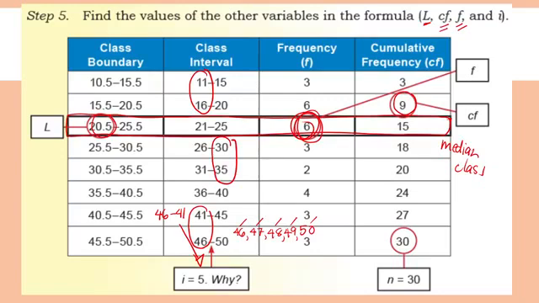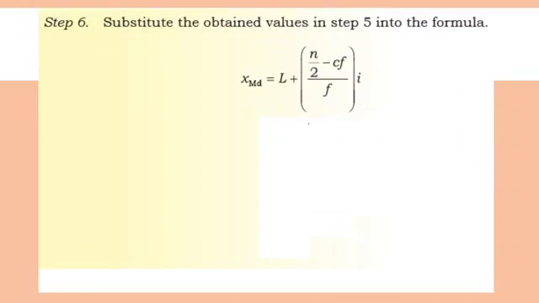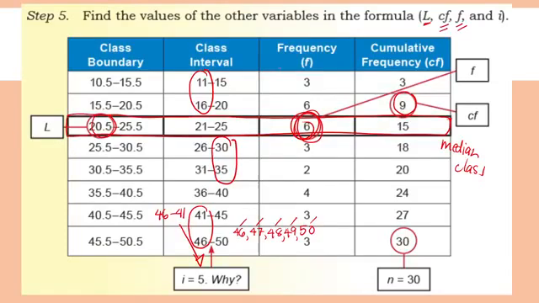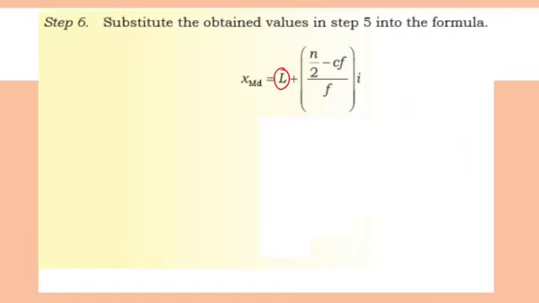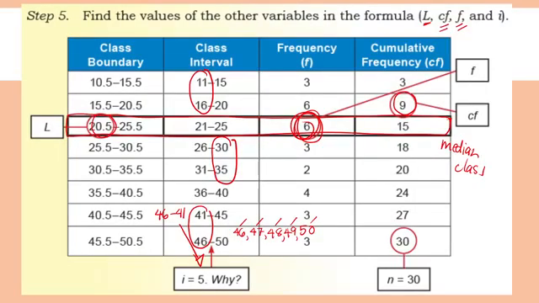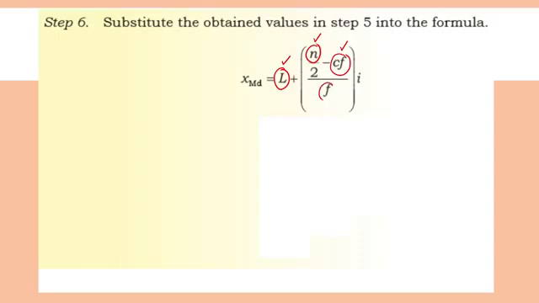Now, we have identified all the parts of our formula. Let's go to the formula. What is the value of L? Look at the table. 20.5. Okay. What's the value of N? 30. What is the value of CF? 9. There you go. That is CF. What about the value of F? 6. And the value of i? 5. So we have all the parts of the formula, we just substitute.